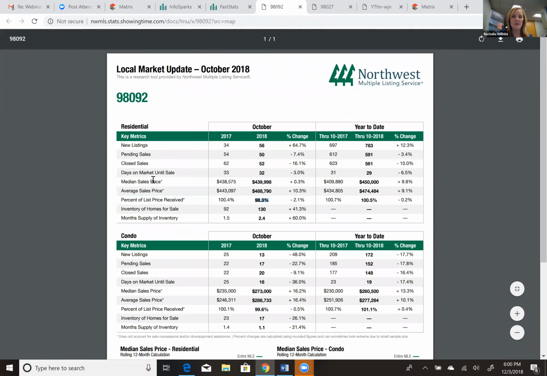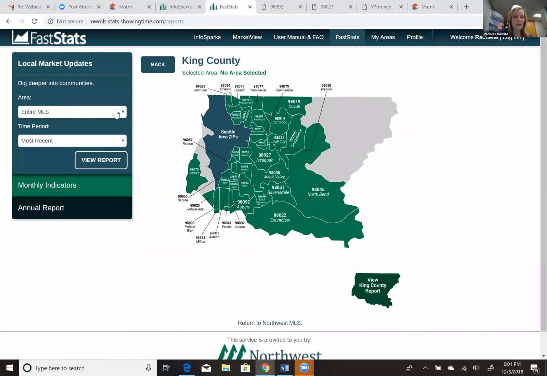Sometimes the media misinterprets the data based on overall Seattle, and they don't look at the specific local markets like you can do, utilizing some of the tools you have here on the MLS. So hopefully that was pretty painless for you to follow along tonight. If you have any specific questions, you can send me an email or shoot me a text.